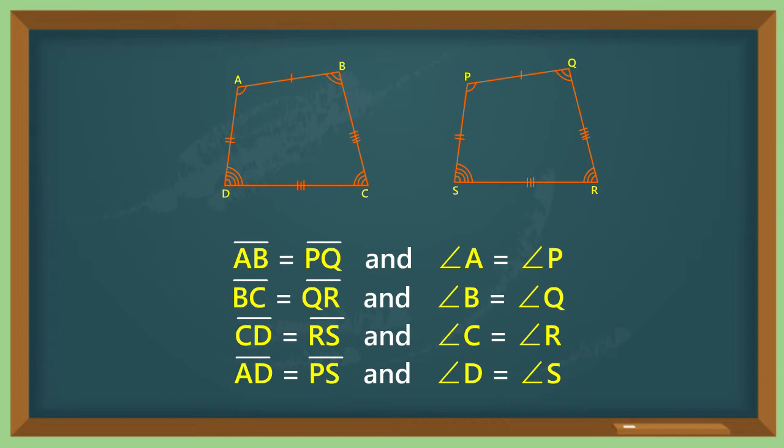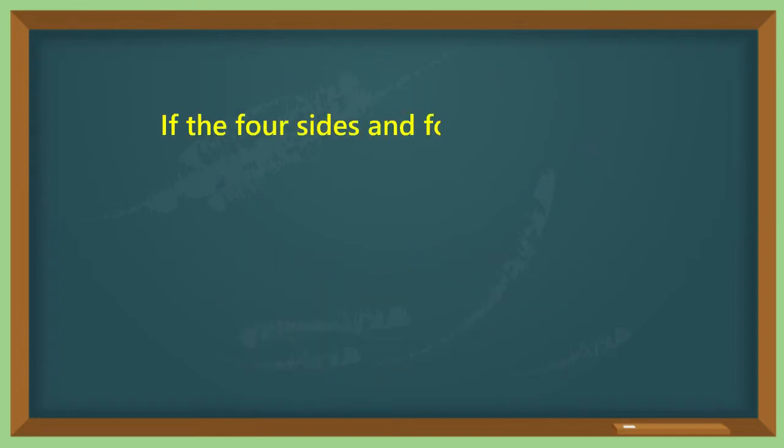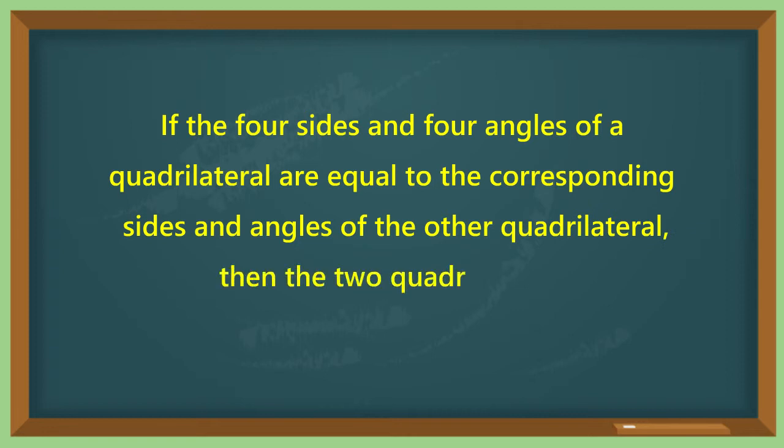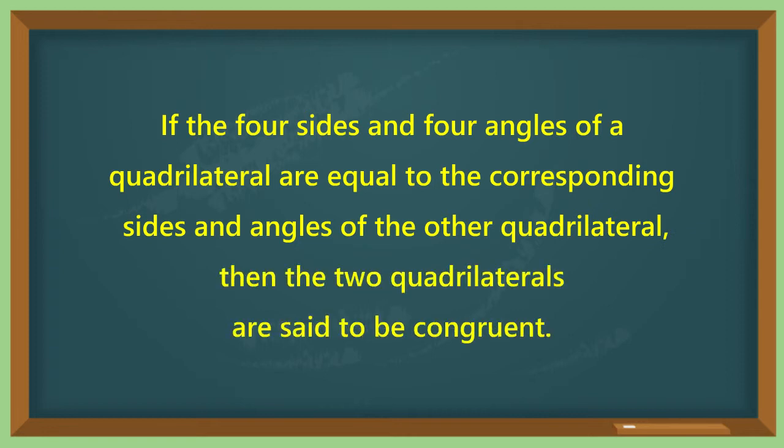Thus, we can say that if the 4 sides and 4 angles of a quadrilateral are equal to the corresponding sides and angles of another quadrilateral, then the 2 quadrilaterals are said to be congruent.